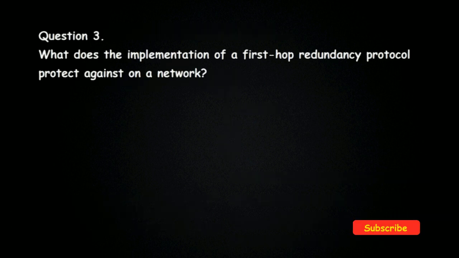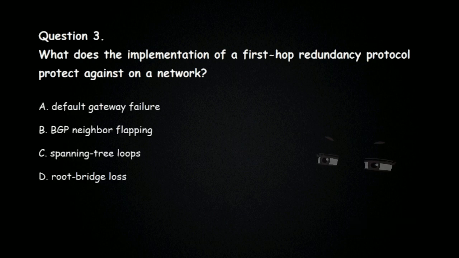Question 3. What does the implementation of a first hop redundancy protocol protect against on a network? Options. Answer is a default gateway failure.